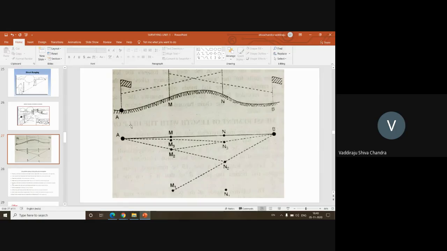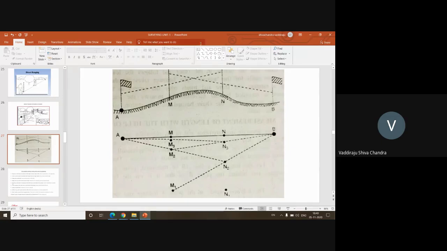So what I will do first is, I'll identify two points. I'll move either towards the left-hand side or towards the right-hand side of the given line AB, to such a distance from where I am able to see both the positions of A and B.